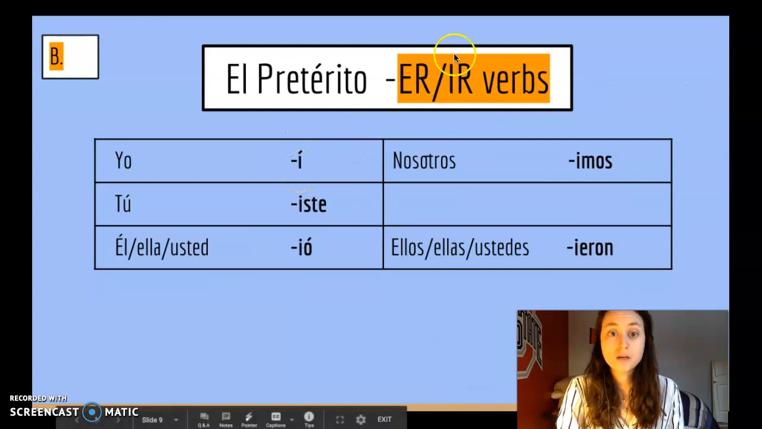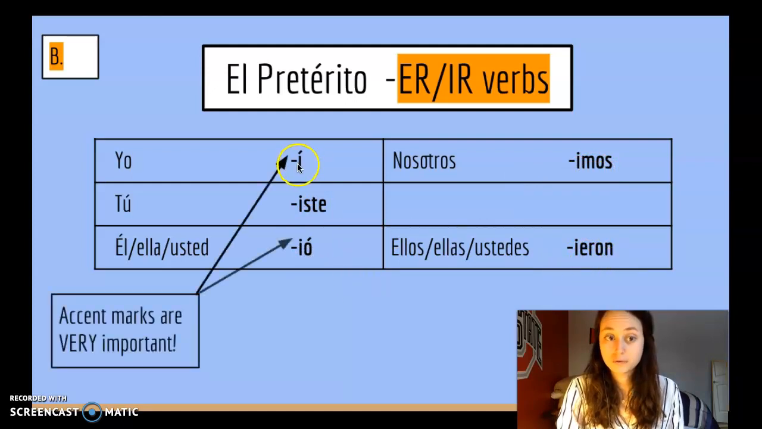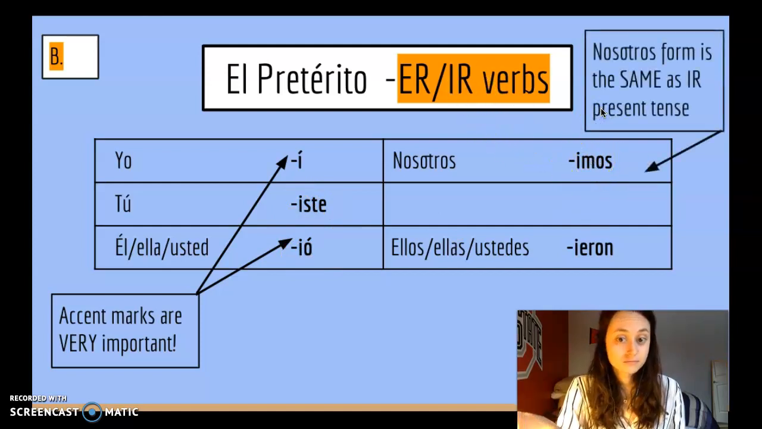Okay, so the ER and IR verbs, the yo form is an I with an accent. Iste, ió, imos, ieron. Again, that yo form and the usted form have an accent. And they're similar. Instead of a letter E, it's an I. Instead of an aste, it's an iste. Instead of just an O, it's an ió. And here, this is the same as the nosotros IR form. And then ieron instead of aron. Okay? So similar but slightly different.